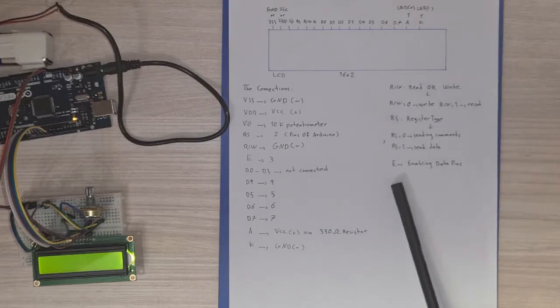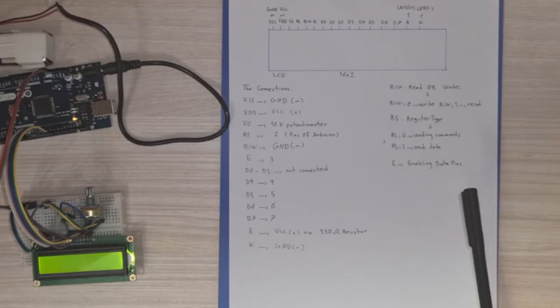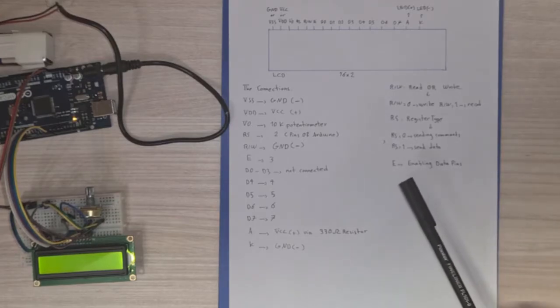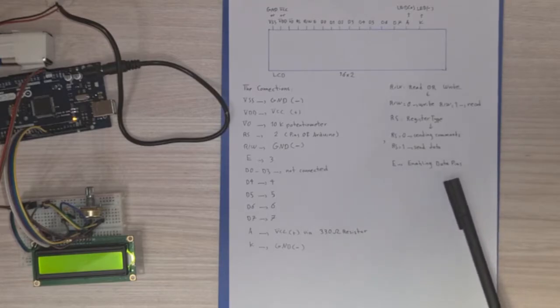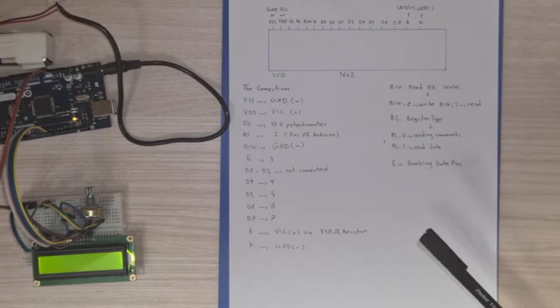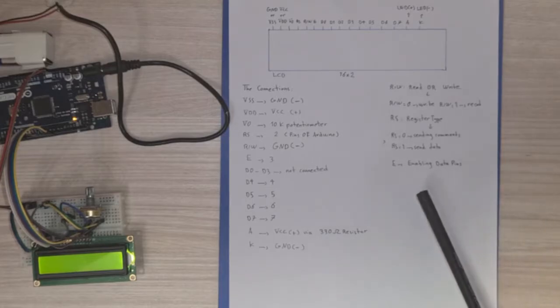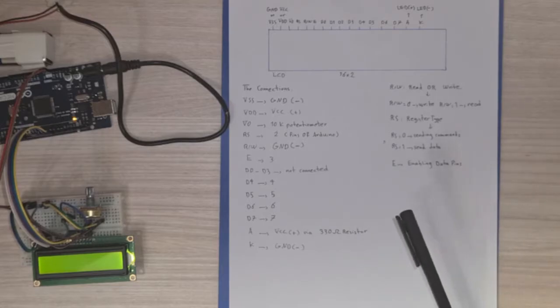And what is enable? Enable actually means it has a pulse. It sends a pulse for enabling the data pins. When the data pins go through the data, it enables and pulses to activate the data pins and to start the connection. So it's just an enable thing.